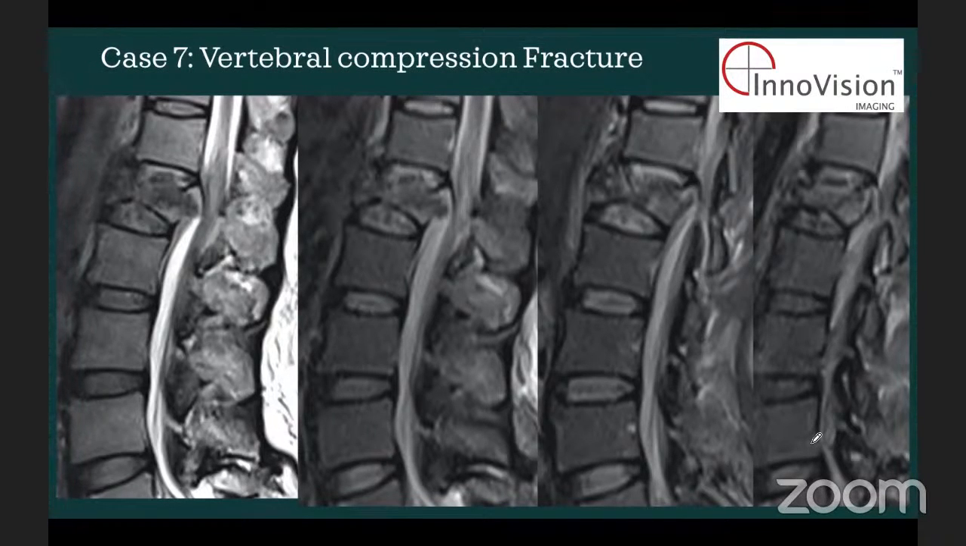Sir, there is a compressed fracture vertebra seen with a retropulsed fragment, causing compression on the spinal canal, and there is also some signal change in the posterior interspinous space on the second image and the first image.